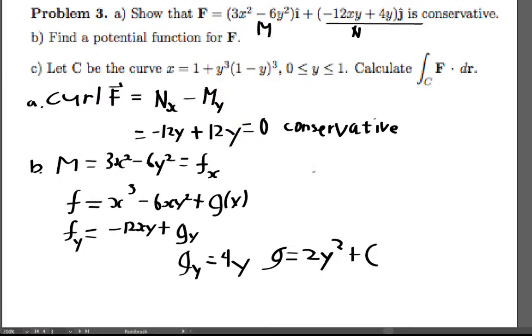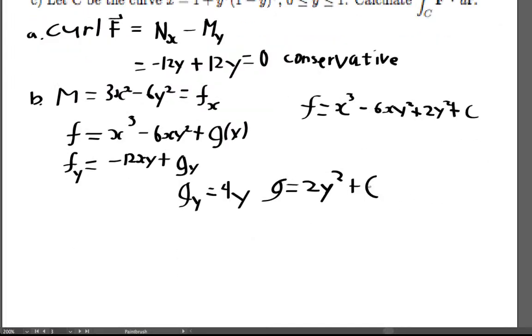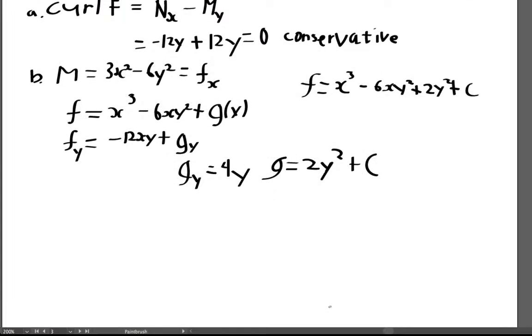So when you put in the potential function, it's going to be 3x squared. No, sorry, my bad. This would equal x cubed minus 6xy squared plus 2y squared plus a constant. And that's the entire potential function.